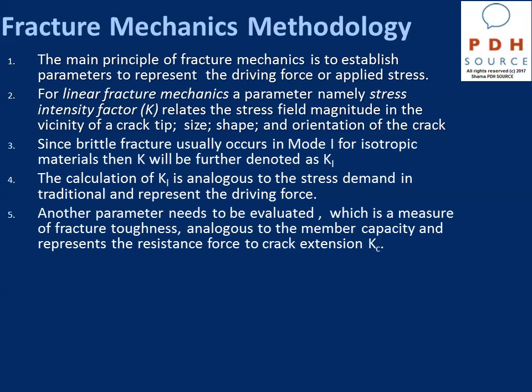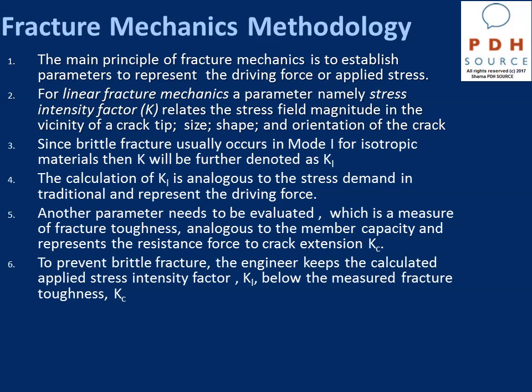Now we need the second parameter to evaluate the capacity, and this parameter is basically a measure of the fracture toughness of the material, and we are going to name it Kc. Now, to prevent brittle fracture, the engineer keeps the calculated applied stress intensity factor K sub 1 below the measured fracture toughness K sub c. Basically, we are trying to compare demand to capacity.